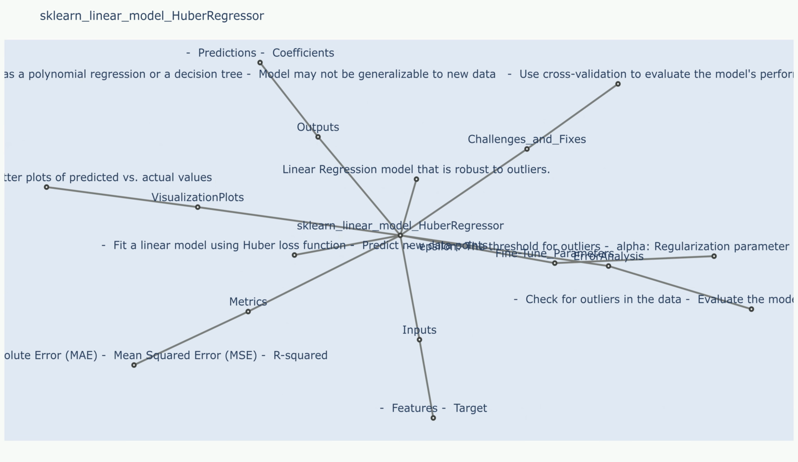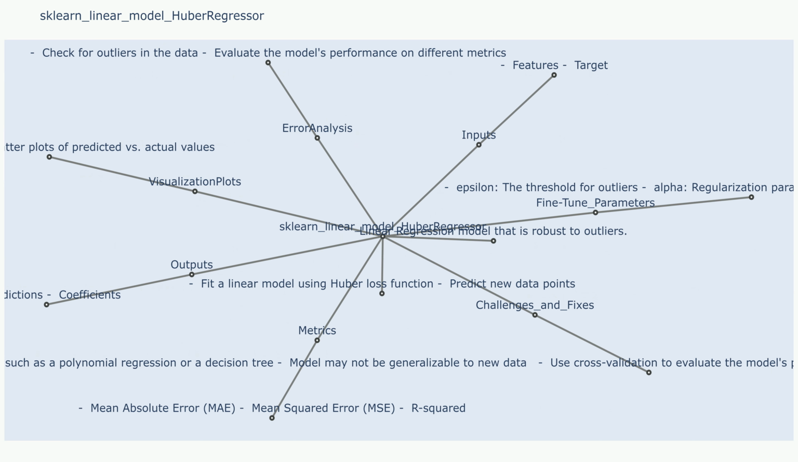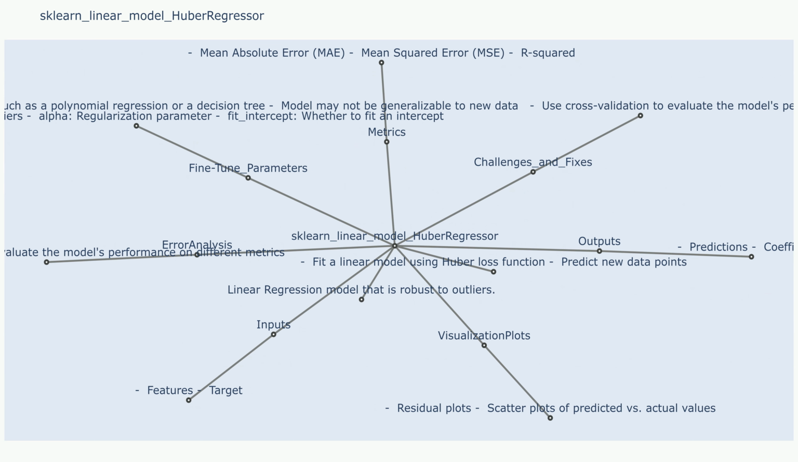and continuous error function. Inputs: X, the training data, which is a 2D array with each row representing a sample and each column representing a feature. Y, the target values for the training data, which is a 1D array. Outputs: Coef, the coefficients of the linear model, which are a 1D array. Intercept, the intercept of the linear model.